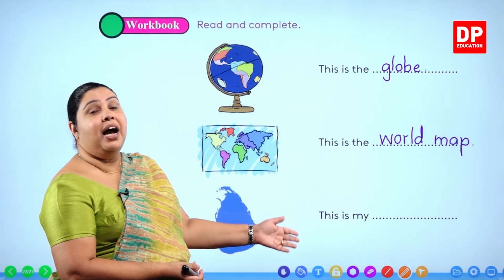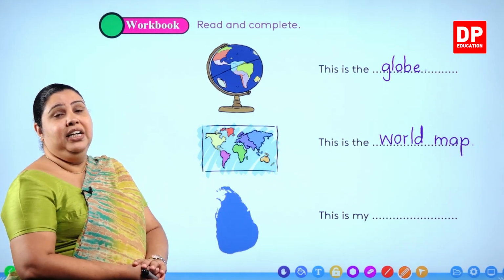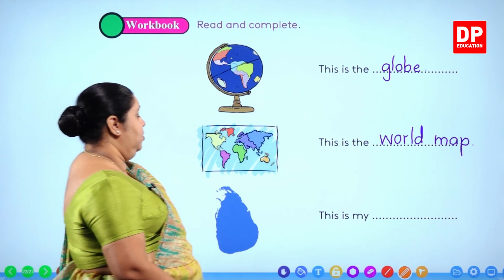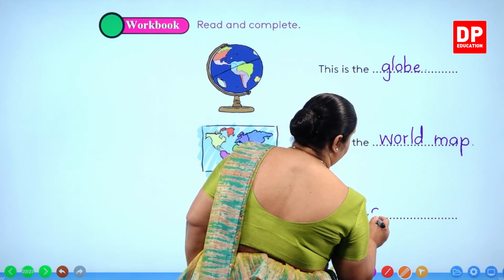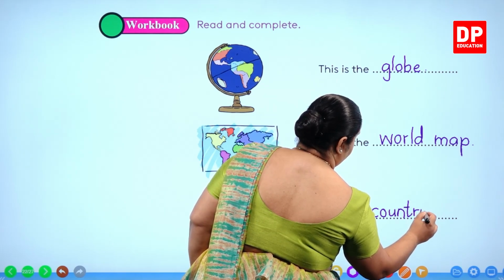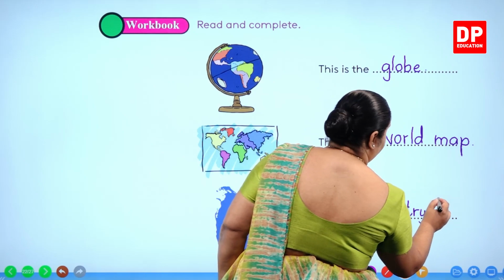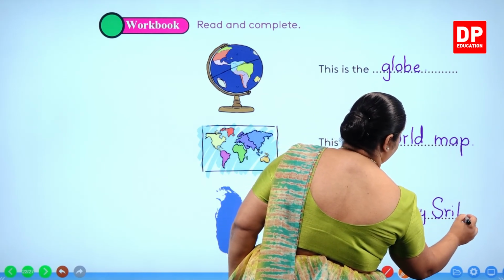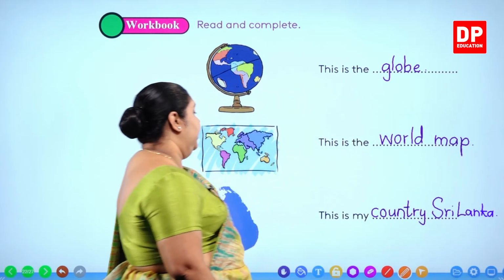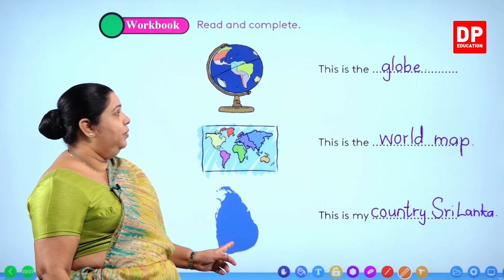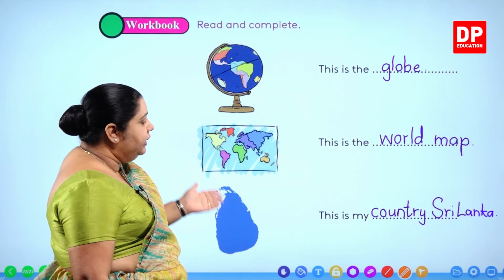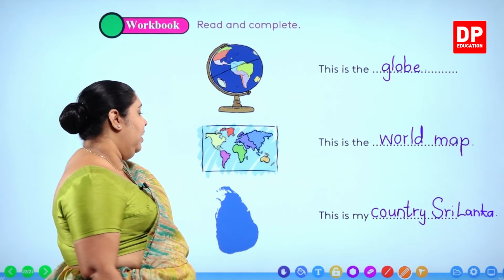This is my country. Maybe you can say this is my country, Sri Lanka. So we'll write this is my country. C-O-U-N-T-R-Y. This is my country, Sri Lanka. If we want, we can also write Sri Lanka. It is enough to say this is my country. This is my country, Sri Lanka. Okay, so the first one, this is the globe. This is the world map. This is my country, Sri Lanka.